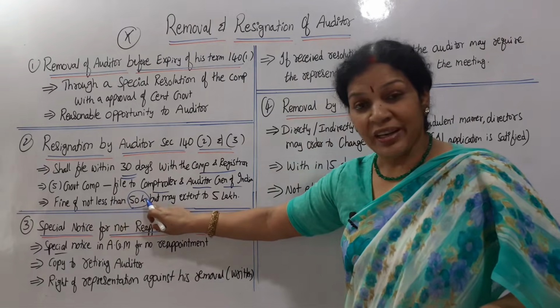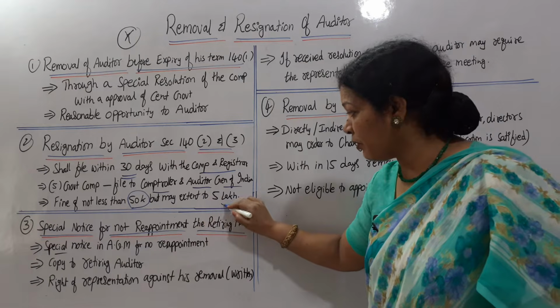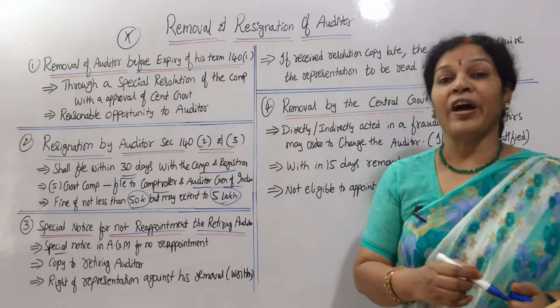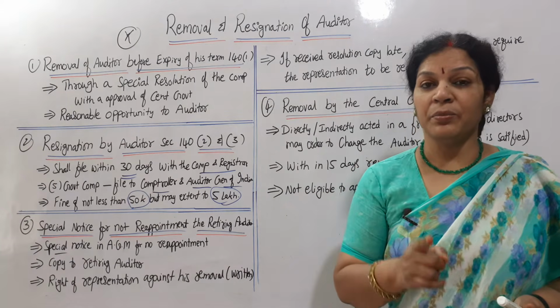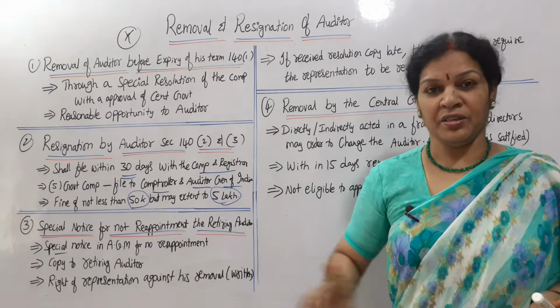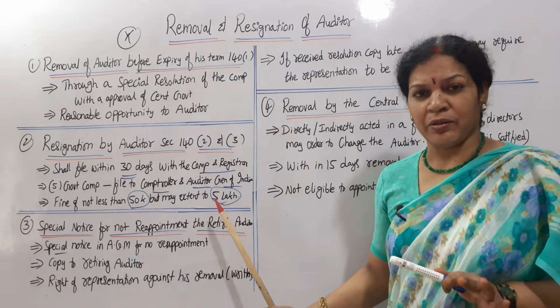So a fine of not less than 50,000 rupees, but it may extend to 5 lakh rupees also, means 50,000 to 5 lakh rupees fine the company may charge on the auditor if he is unable to complete the process properly related to the resignation. Minimum 50,000 and it may go up to 5 lakh also.